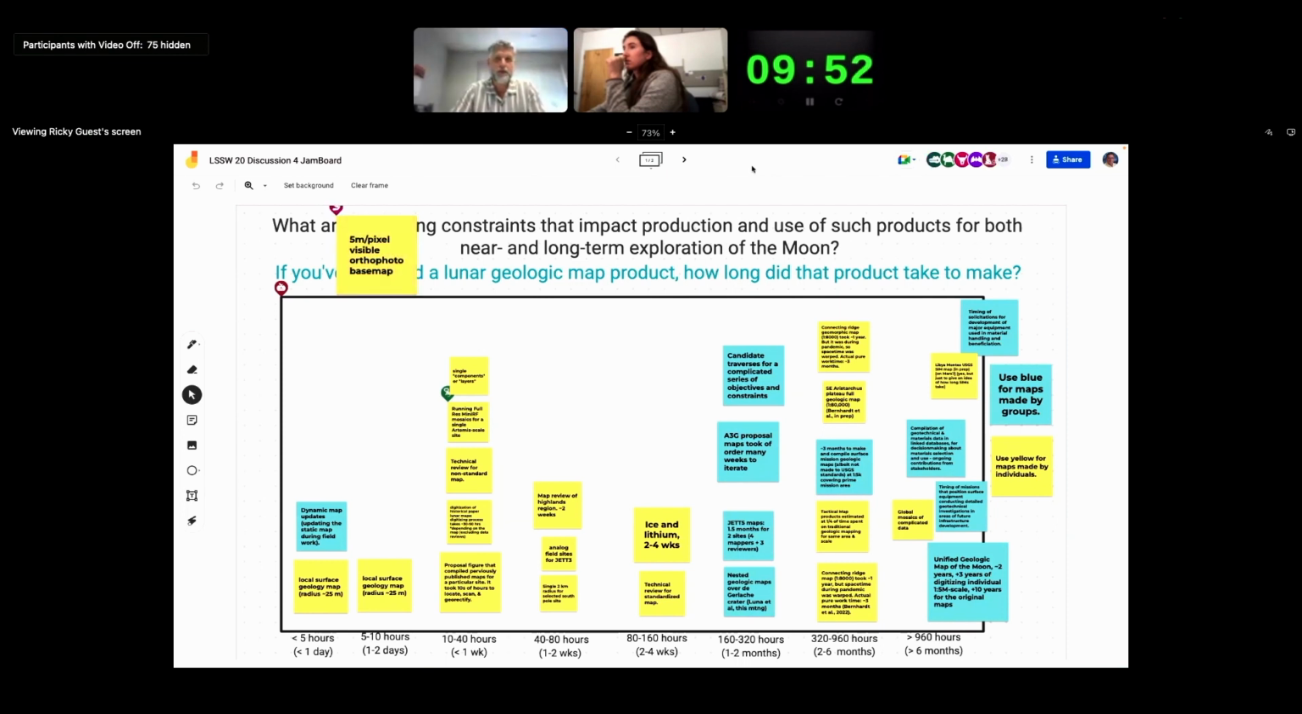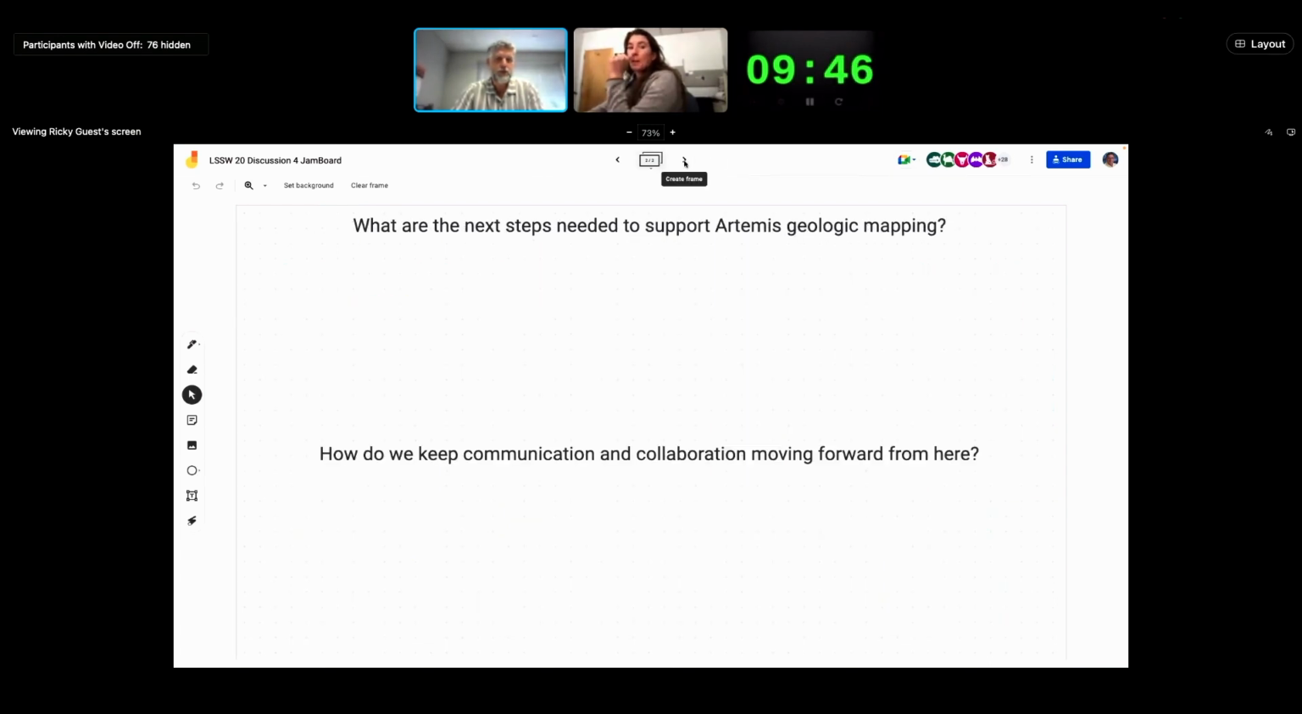Okay, this is all great. Let's move over to the second Jamboard using that little arrow at the top. You can just scooch on over to the right. So a couple different things, and this is really important. Next steps: what do we want to do to support Artemis geologic mapping? And then there's also a next steps of how do we keep the communication and collaboration moving from here?